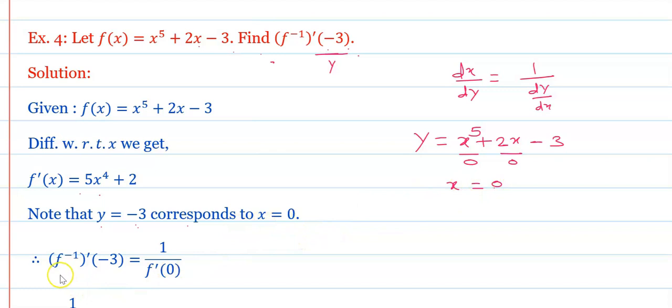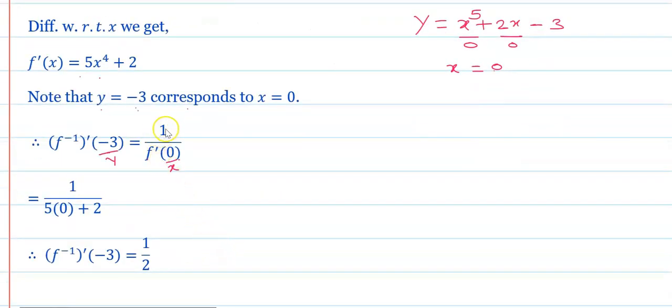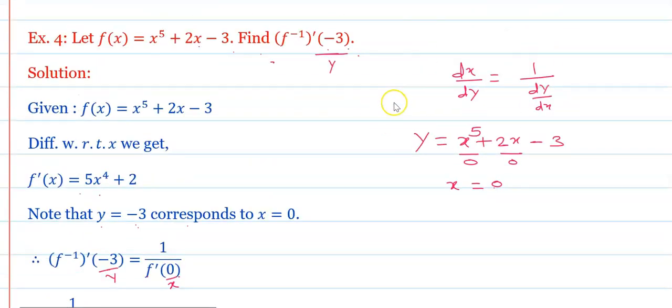And hence, the derivative of the inverse function at y is equal to minus 3 is equal to 1 upon f dash of 0. म्हणजे इथे कसली व्हॅल्यू आहे? Here x. And what about here? It's a y. Okay. Now see this here. 1 upon f dash of x 0. आता आपण इथे याचा डॅश काढू शकतो इथे.